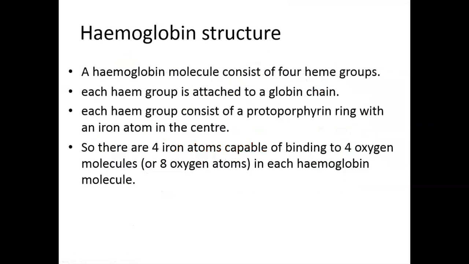So, hemoglobin consists of 4 heme groups, and each heme group is attached to a globin chain. Each heme group consists of a protoporphyrin ring with an iron atom in the center. So, as I have 4 iron atoms, they are capable of binding to 4 oxygen molecules. Meaning each hemoglobin molecule is capable of binding to 8 oxygen atoms.